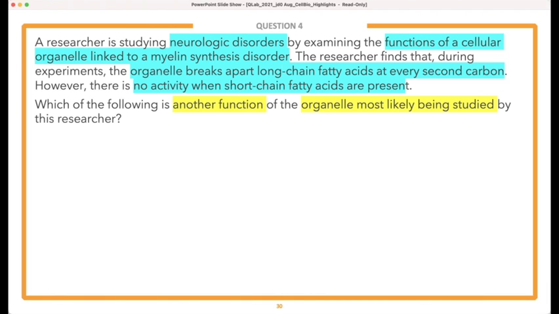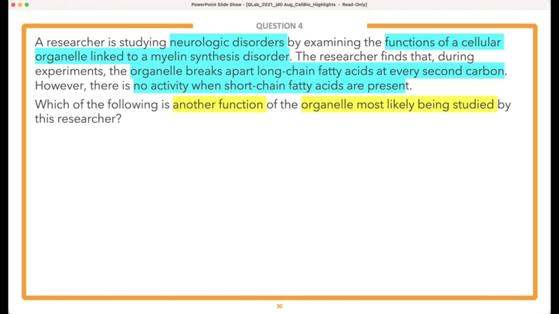So we know that there's a researcher studying neurologic disorders and examining the function of a certain organelle. Okay, they tell us a little bit more about that organelle, what it does, and also what happens in the situation where it doesn't work, when there's no activity.